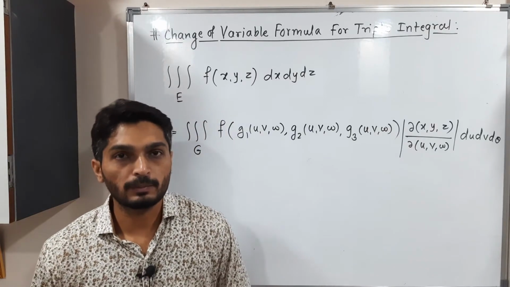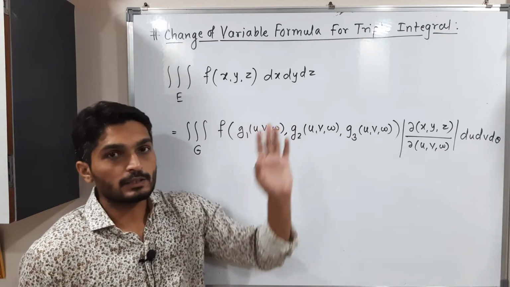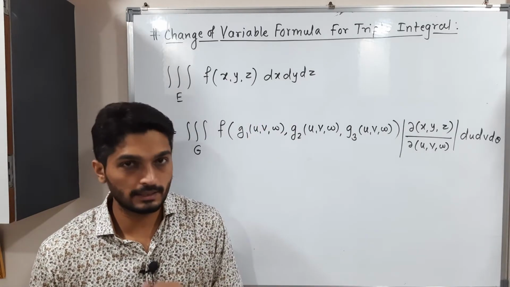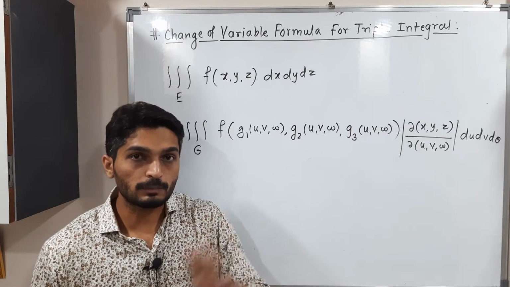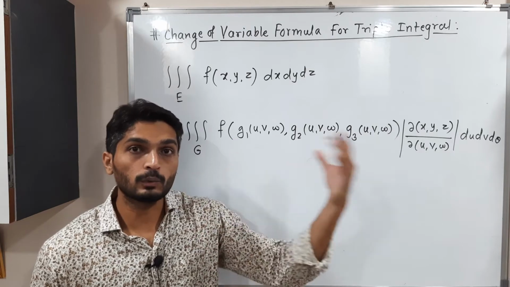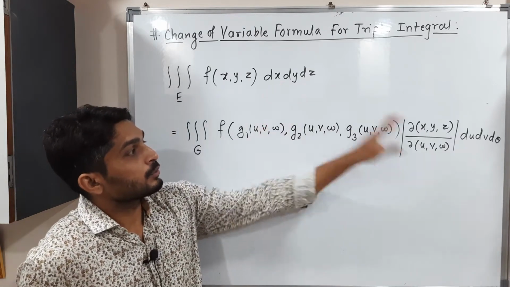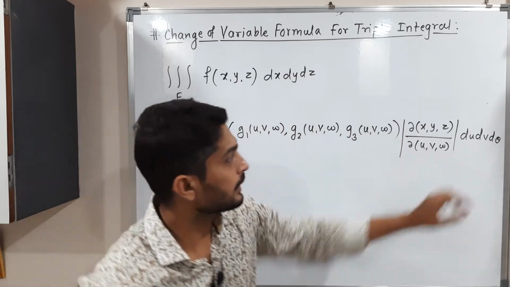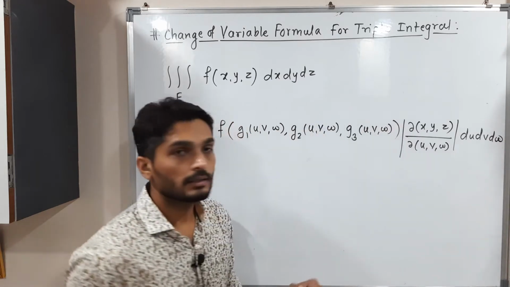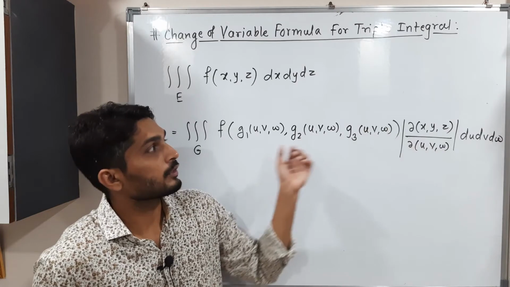Change of variable formula for triple integration. When we have a problem in xyz, we are solving a triple integration with respect to xyz, and suppose we have to do some substitution, we have to convert this problem from one domain to a different domain. Suppose we are shifting xyz to UVW. Then we have to find the Jacobian, and you can convert in this way.